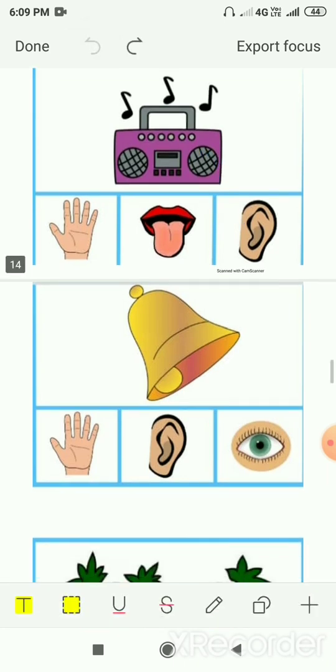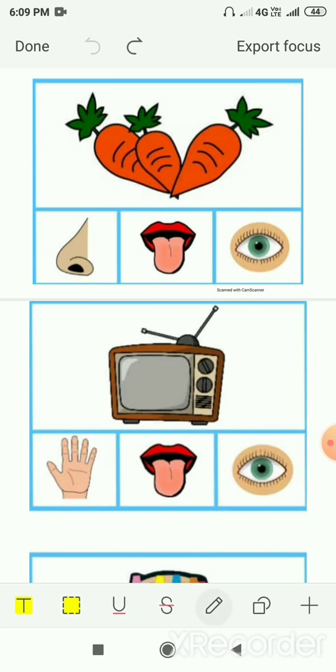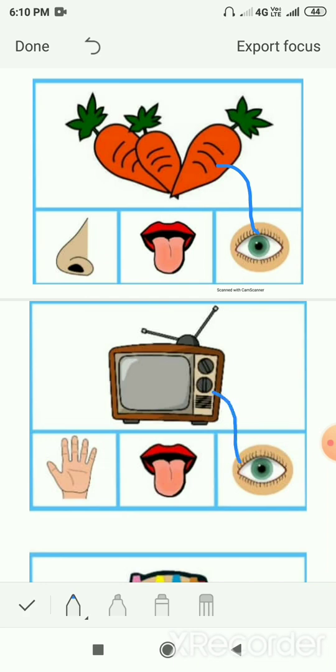The next example is of carrot. So how can you identify that this vegetable is carrot or that the carrot is orange? So by your eyes you can identify the color of the carrot. Next is television. So by which organ can you see the TV? Hand, tongue or eyes? So by eyes you can see the TV.